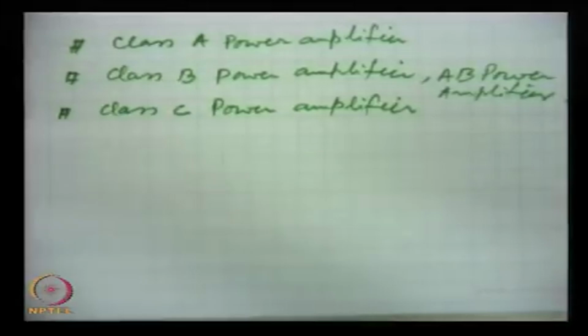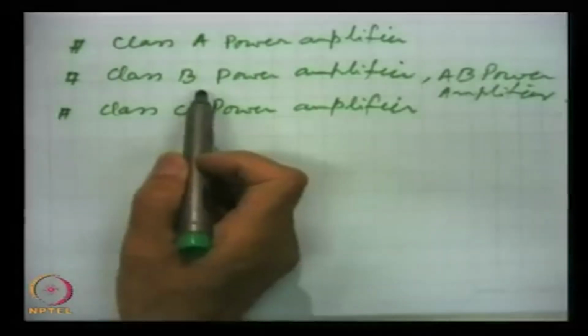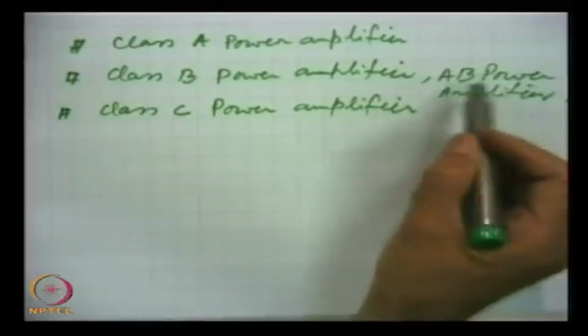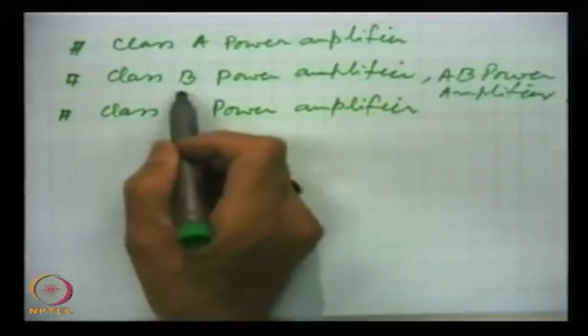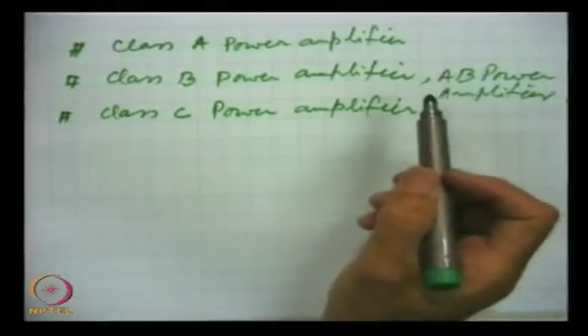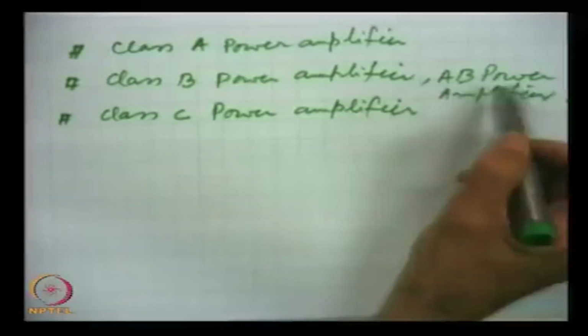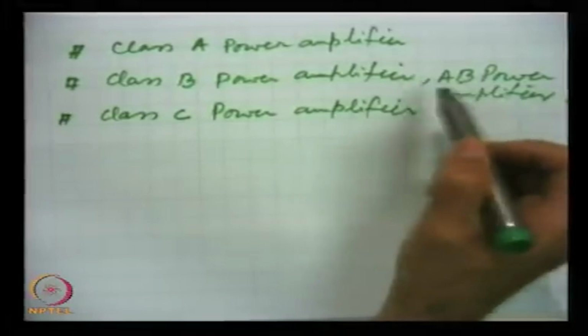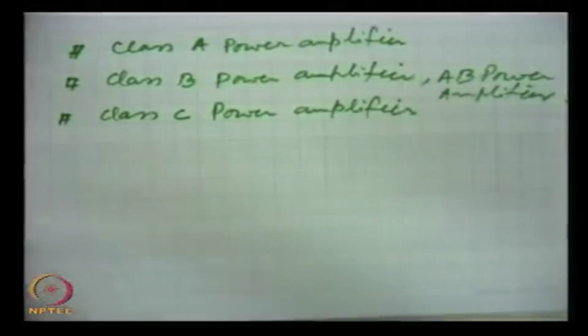So, there are actually three classes: class A, class B and class C. All are quite different. Their circuits are different, their efficiencies are different, and so on. But in class B, more widely used is a slight modification of pure class B power amplifier, and that modification is known as AB power amplifier. The details we will see when we go for these amplifiers.